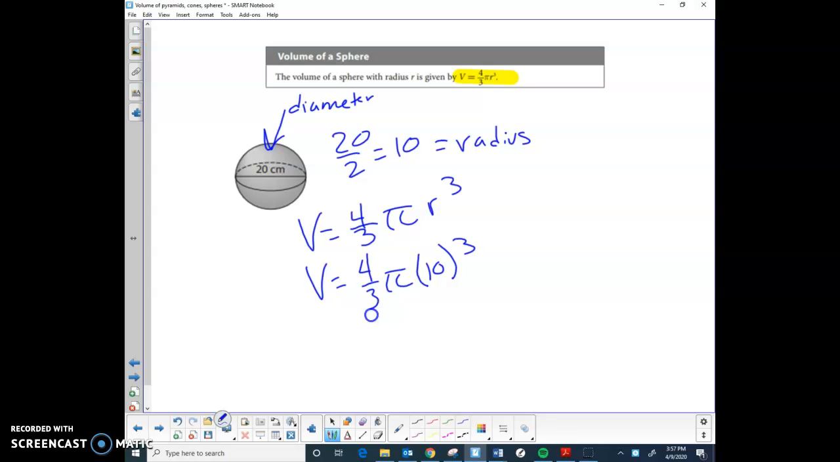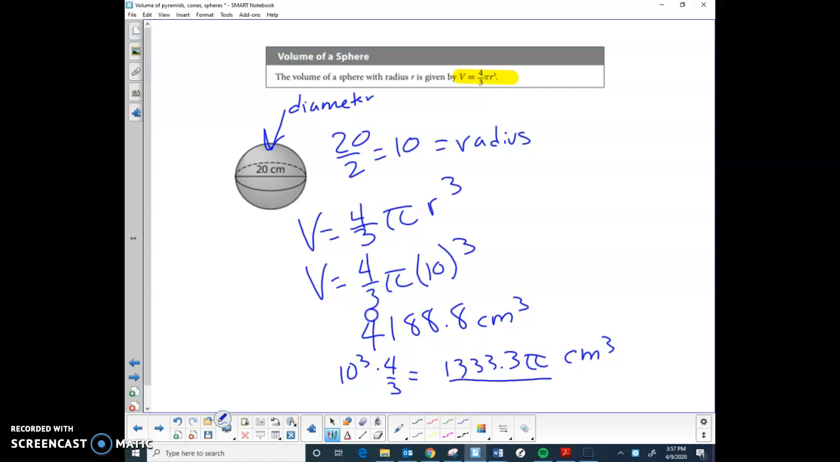You can type this all out into your calculator and you will get 4188.8 centimeters cubed. The other thing that you can do is leave this in terms of pi. If we're going to leave it in terms of pi, we're going to take 10 cubed times 4/3. Type that into your calculator and you will get 1333.3 pi. We don't want to forget our pi. Centimeters cubed. And if you typed this into your calculator, you would get the same answer that we got above.